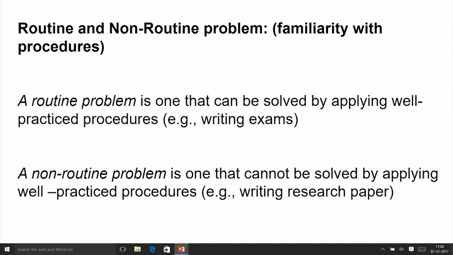So, treating a twisted ankle, or any other kind of problem which is not well defined, which doesn't happen too often for you, and so you are not familiar with the process, is called a non-routine problem. So, basically there are two categorizations, one in terms of well defined and ill defined problems, and the other in terms of routine and non-routine problems.